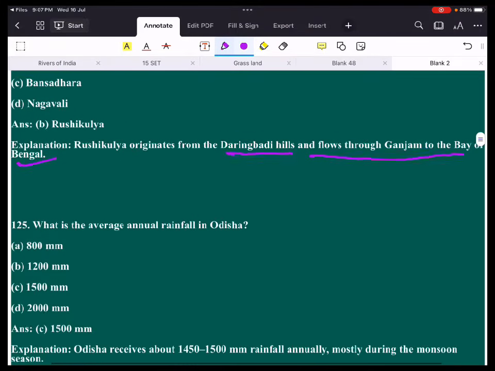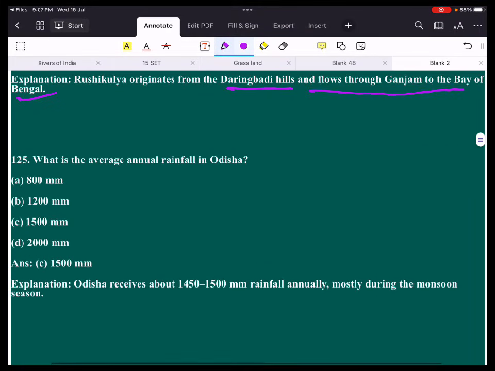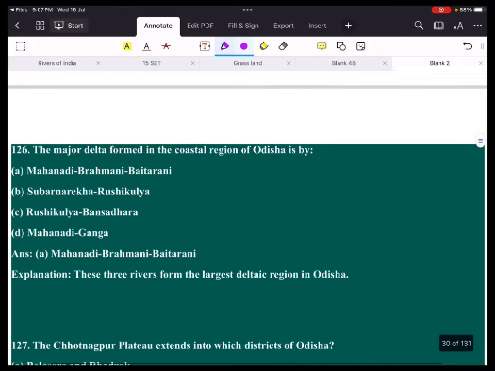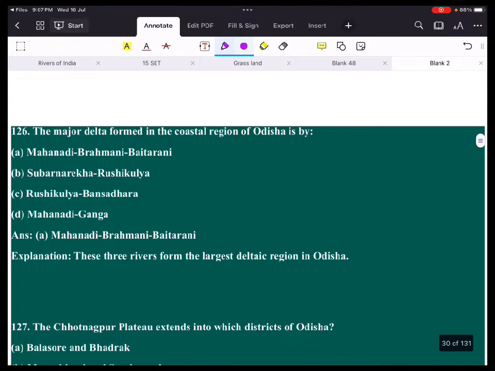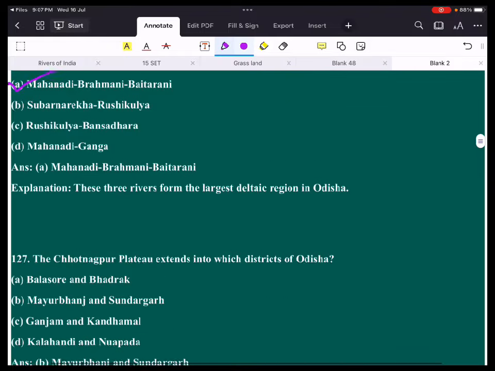What is the average annual rainfall in Odisha? That is 1500 mm, option C. The major delta formed in the coastal region of Odisha is by Mahanadi, Brahmani and Baitarani. That is option A, Mahanadi, Brahmani and Baitarani. These rivers form the largest deltic region in Odisha.